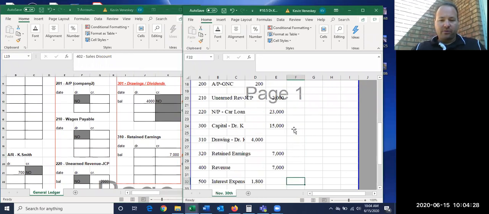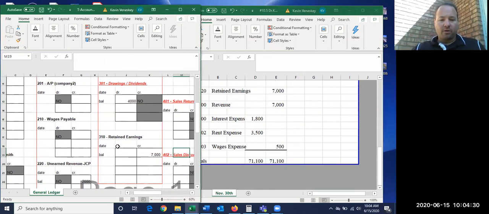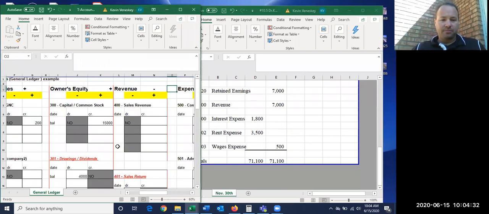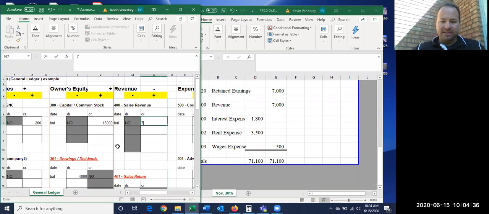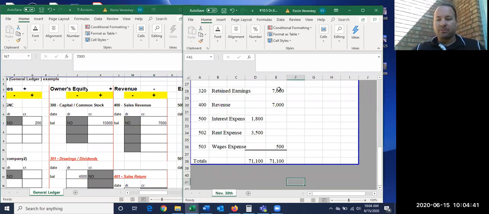We're ready for our final two columns. We've got our revenue. Opening balance that we've already made is 7,000. That's for this year. The retained earnings, that's just a summary of all the years past. They just happen to be the same number. That's just a coincidence.